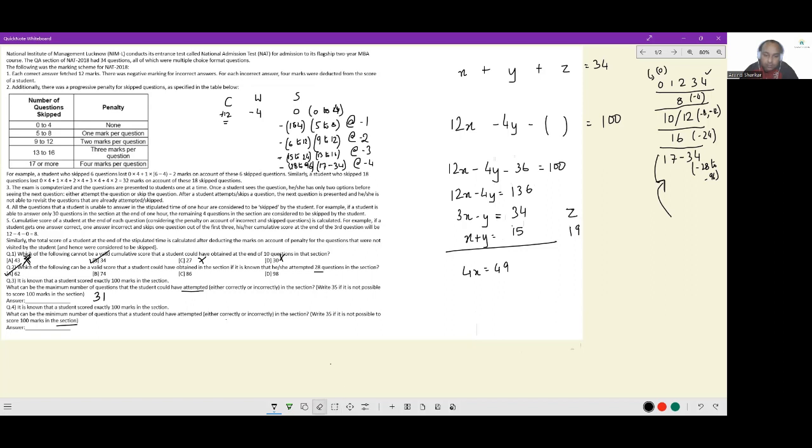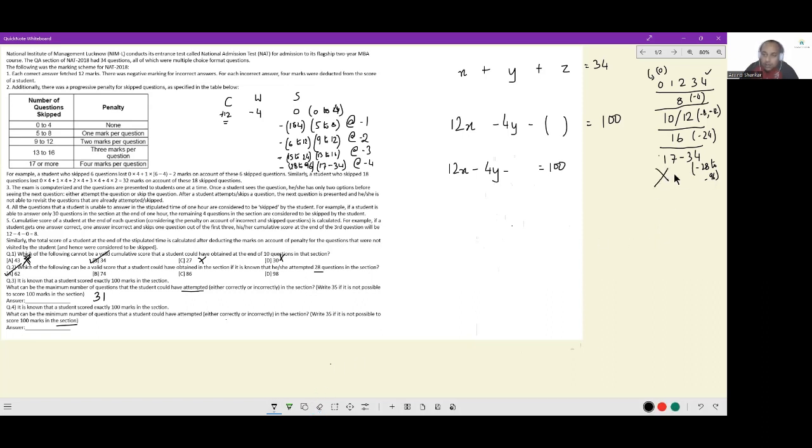Just in order to be absolutely certain, let us take the absolute worst case where you have skipped 34 questions. When you skipped 34 questions, can you see x and y will have to be 0 then? And if x and y are 0, 3x minus y cannot be equal to a positive number. So that case is ruled out. This band is an unacceptable band to be operating in. This band becomes untenable for us.